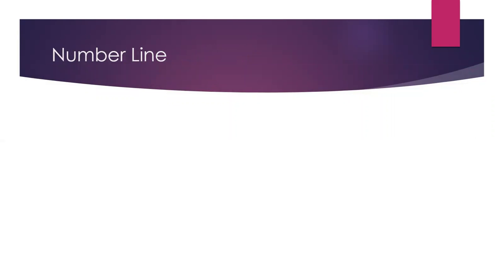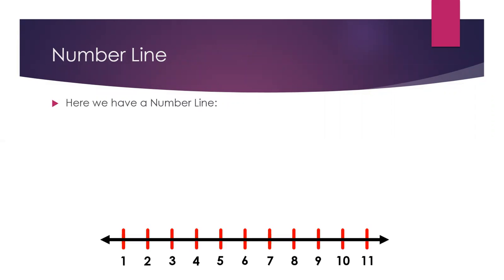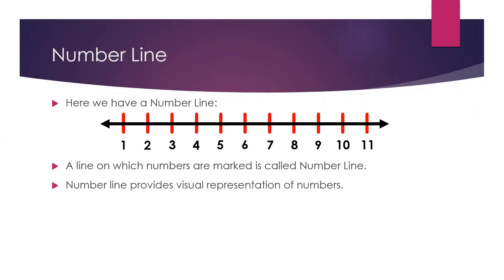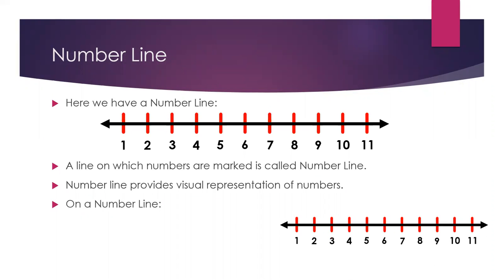So students, you have watched this video, and now let us see what a number line is. Here we have a number line as shown below. There are numbers from 1 to 11 on this number line. So a line on which numbers are marked is called a number line. Why do we use a number line? A number line provides a visual representation of numbers. And on a number line, all the numbers are equidistant from each other.